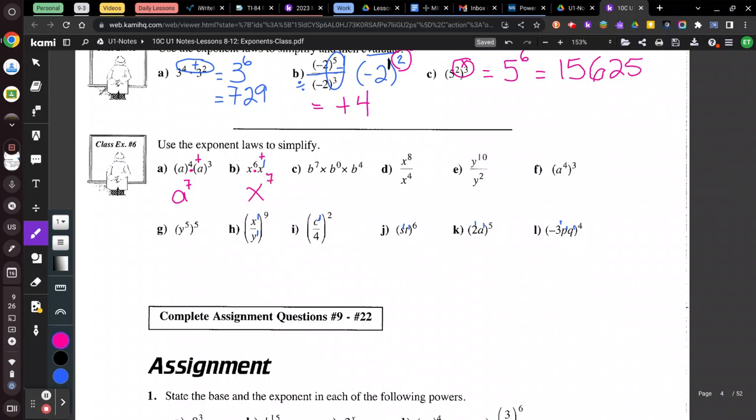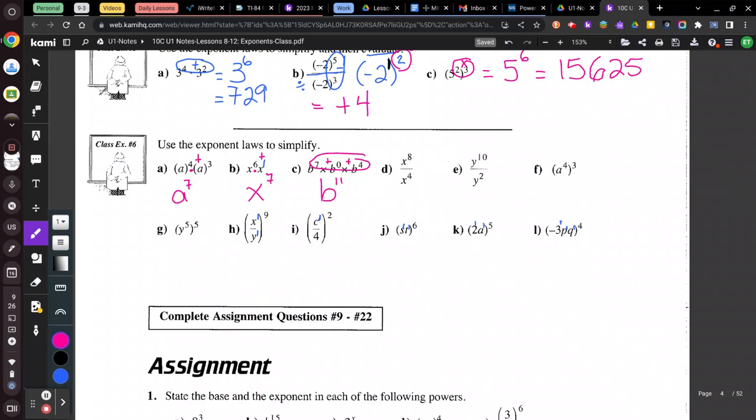Okay, let's pay attention back there. We've got B's. We're multiplying, so we're going to add them because it is the same base. So I'm going to add 7 and 0 and 4, and I'm going to get B exponent 11.